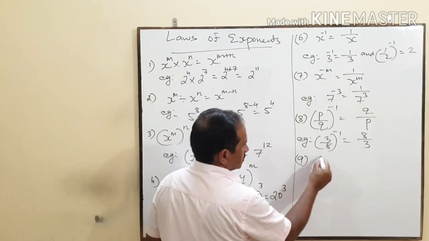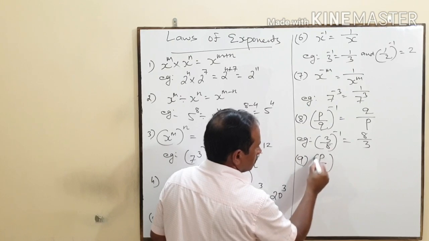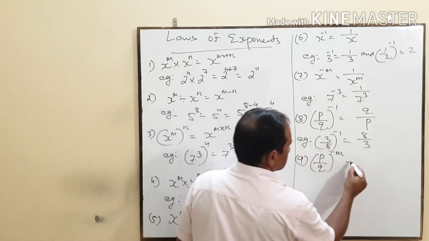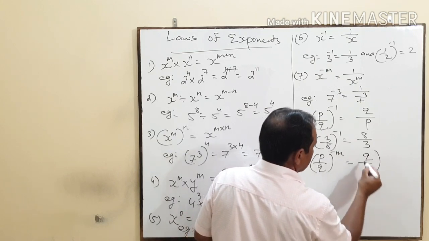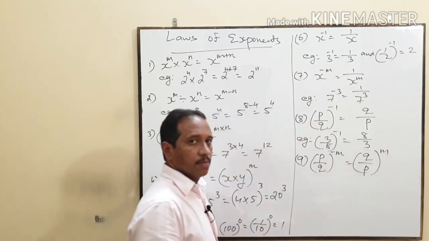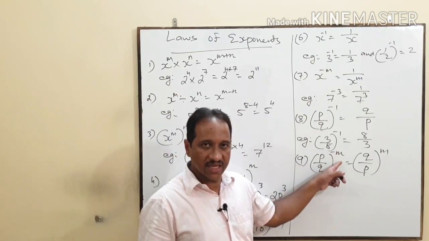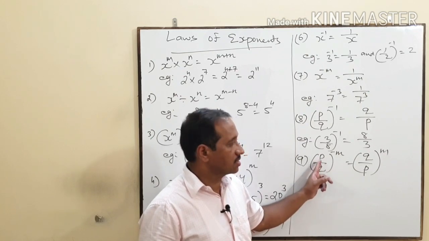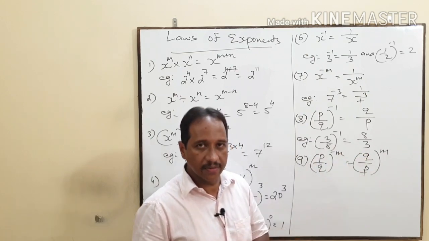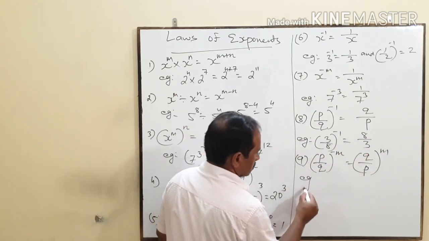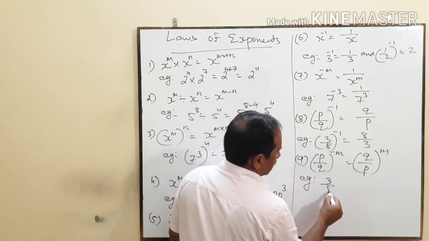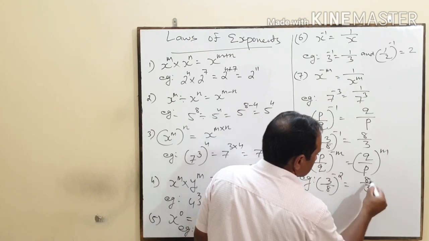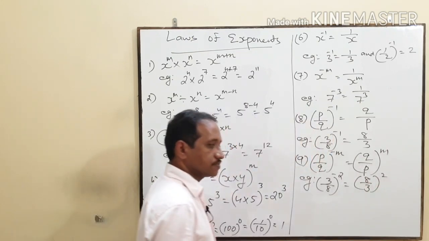Ninth one, similarly, if you have (p/q) the whole raised to minus m, then it is equal to (q/p) the whole raised to m. (p/q) the whole raised to minus m, that is negative power. To make the negative power positive, we just write the reciprocal, that is q by p. Example, (3/8) the whole raised to minus 2 is equal to (8/3) the whole raised to 2.